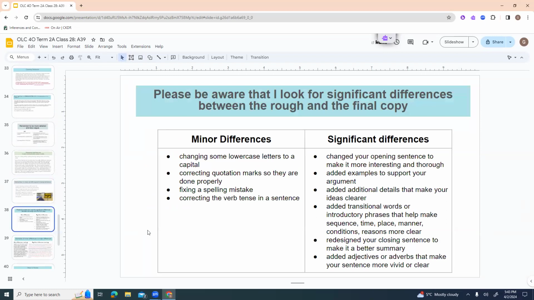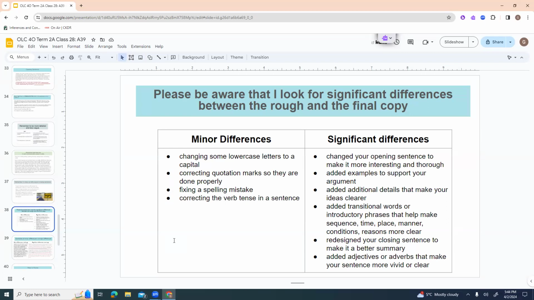Okay. Please be aware you're handing in your rough copy and your final copy for these. I always look for significant differences between the rough and the final copy. And if I don't see them, then your final copy usually gets less marks than your rough draft because you haven't bothered to make any changes, right? A lot of times I get papers where somebody just wrote more neatly, or one is handwritten and one is typed, but all the words are exactly the same. That's going to drop your marks, okay?